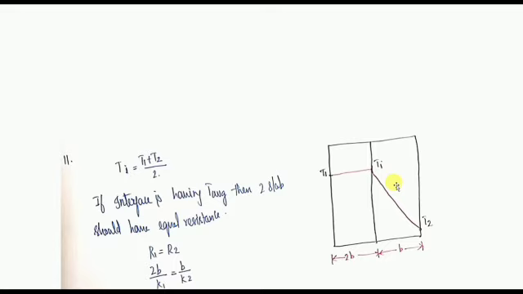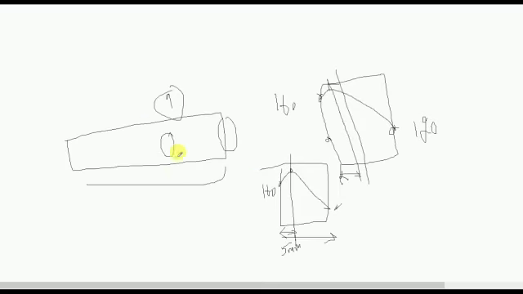When the interface is termed to have an average temperature, then the two slabs should have equal resistance. When this is the interface and it is termed to be the average, then the two slabs should have equal resistance. Actually, this won't be a straight line; it will be like this. You can see this is one slab, this is the second slab.